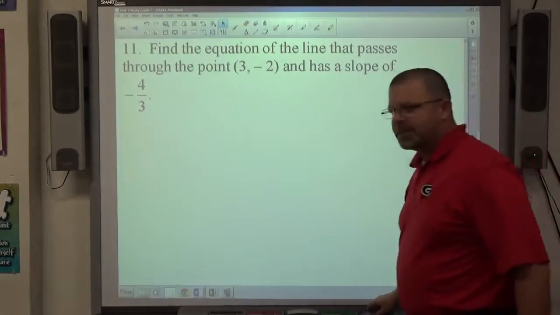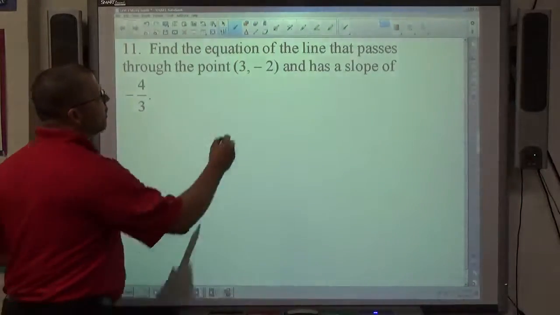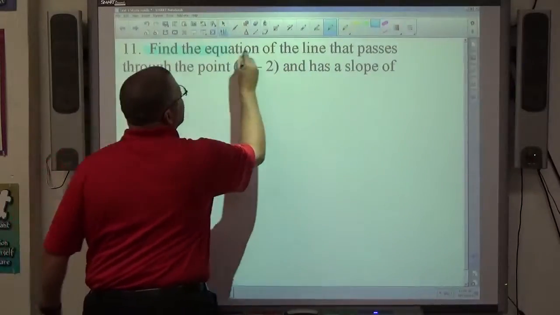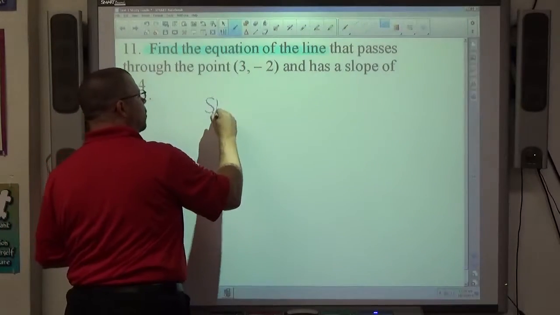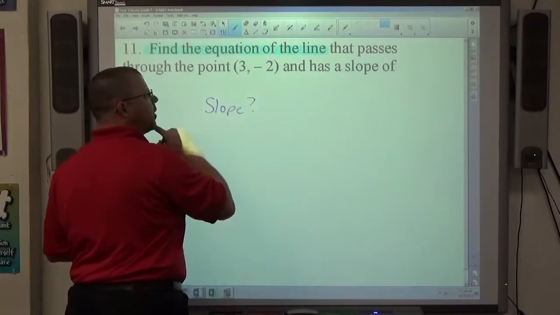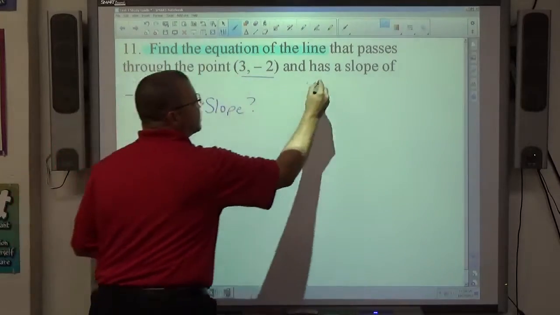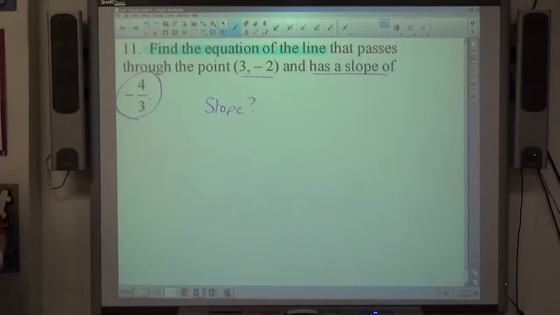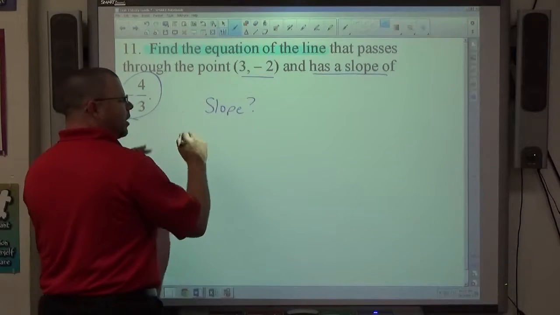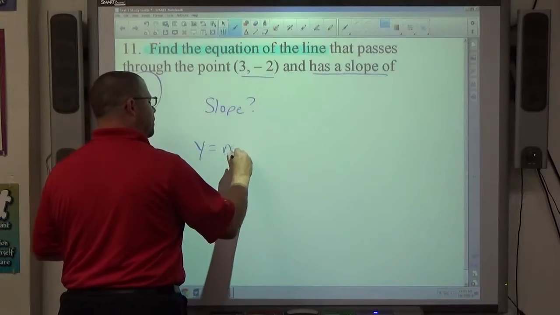Number 11, same exact kind of problem. Find the equation of the line. Again, I see those 6 words. I have to immediately ask myself, how in the world am I supposed to find slope on this problem? Okay, they only give me 1 point, but notice it has a slope of negative 4/3. So in this problem, I find slope by using my eyes and seeing it right there on my paper. And once I know what slope is, I go right to y equals mx plus b.